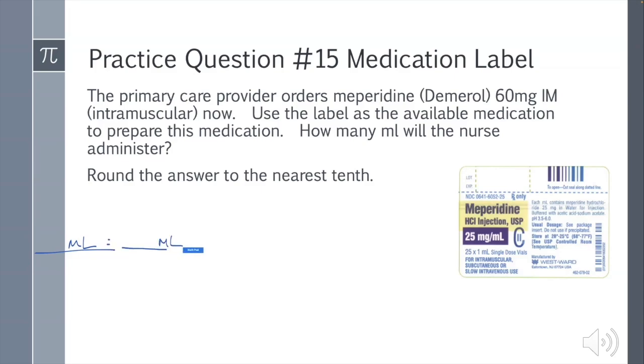That's my setup. Okay. So the first thing I'm going to look for are milliliters. How many milliliters? Well, we're solving for milliliters down here. Okay. I use this label. Now you notice there's a couple different milliliters on this box.